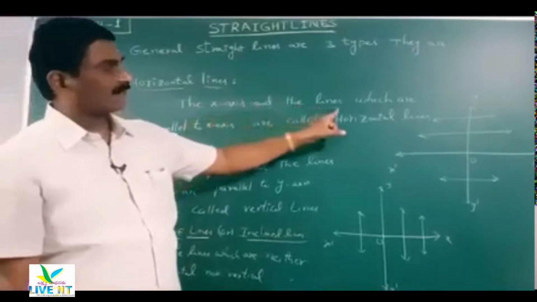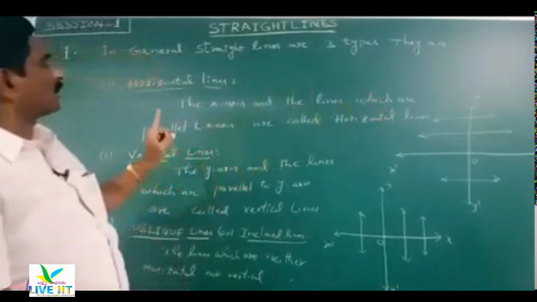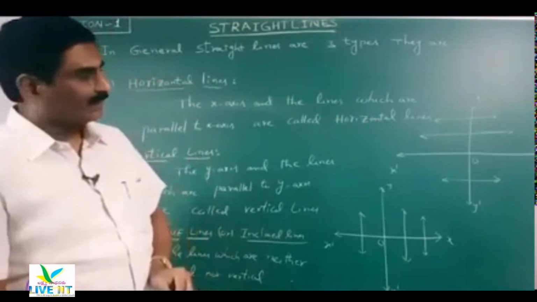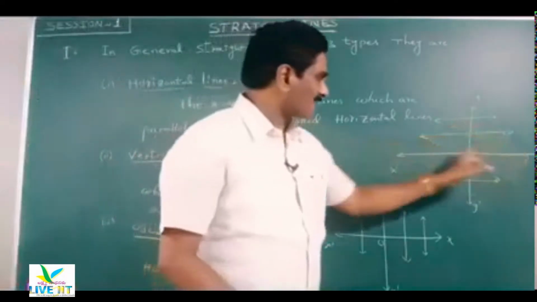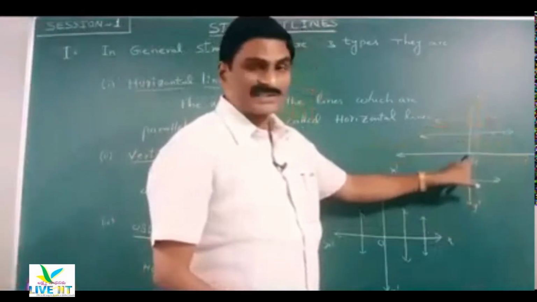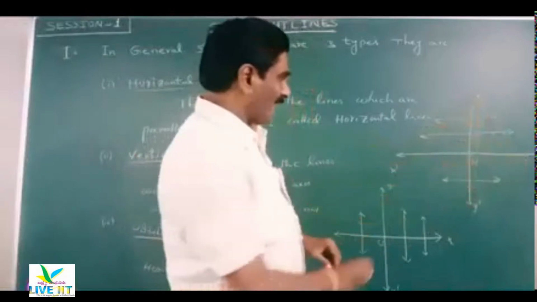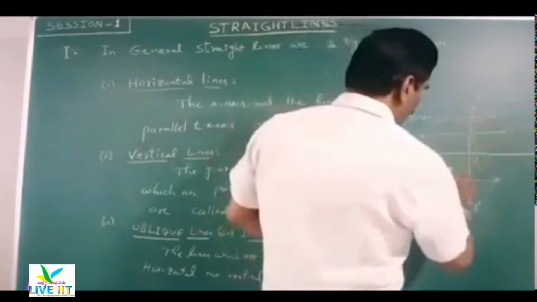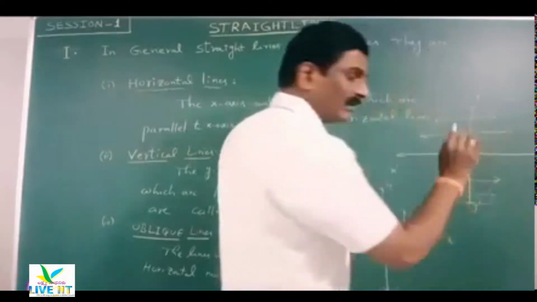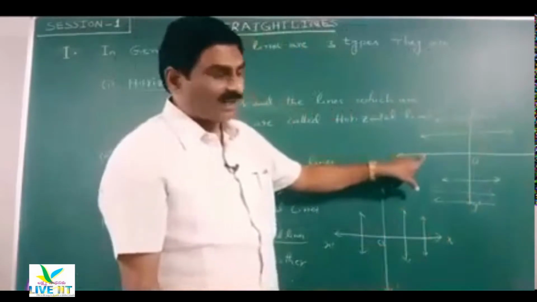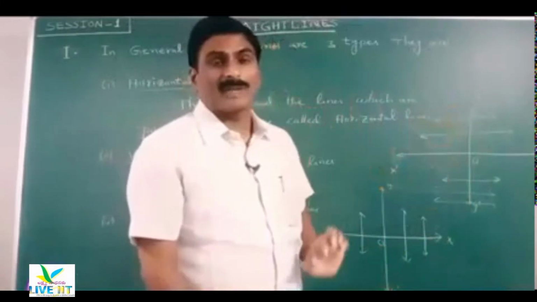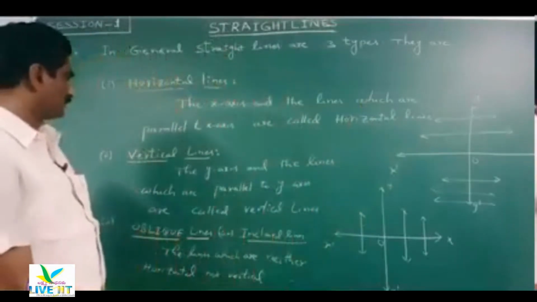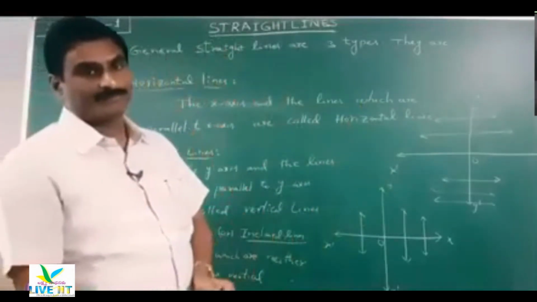The x-axis and the lines which are parallel to x-axis are called horizontal lines. Suppose this is one of the coordinate system, x dash, y dash. The point of intersection is origin. The x-axis, this, and the lines parallel to this x-axis, all of these are said to be horizontal lines. Next, second one, vertical lines.